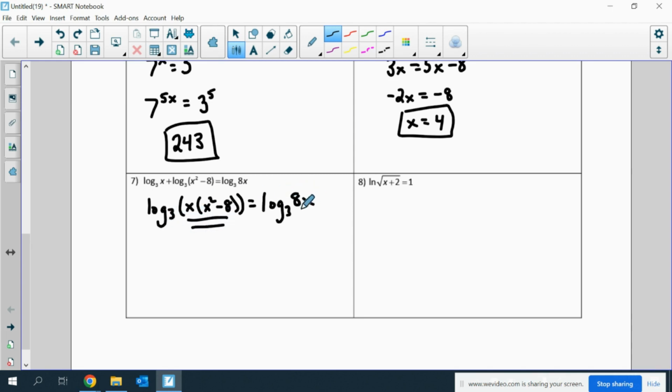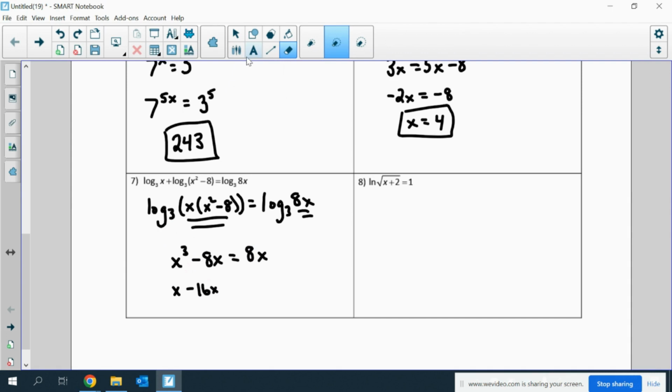So I'm going to set these two things equal. So x cubed minus 8x, the inside of the left side, is going to equal the inside of the right side. So I end up with x to the third, or x cubed, minus 16x equals 0.